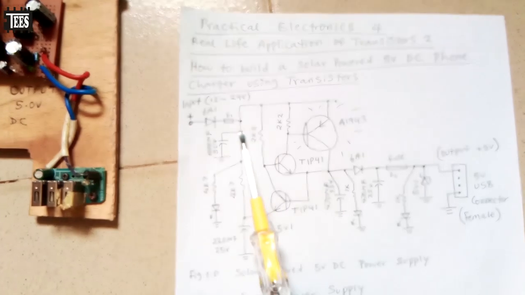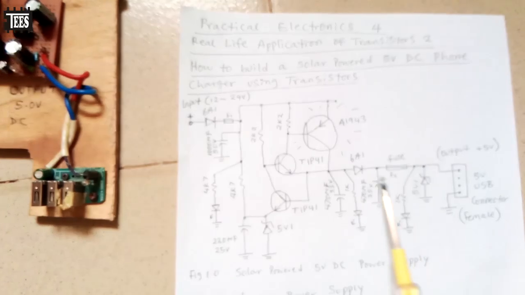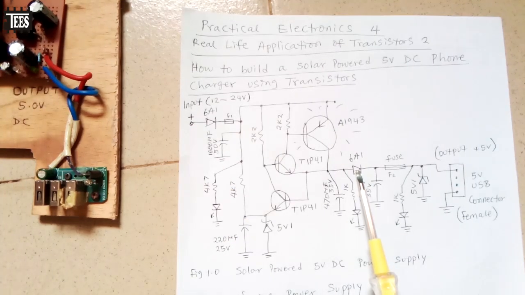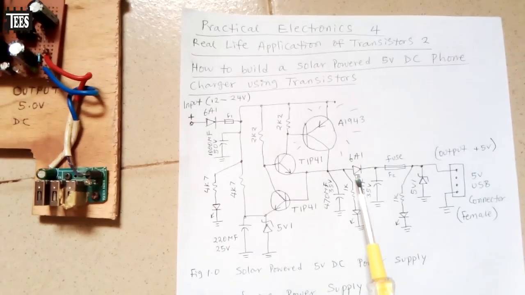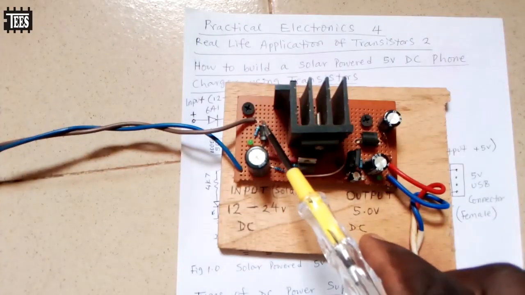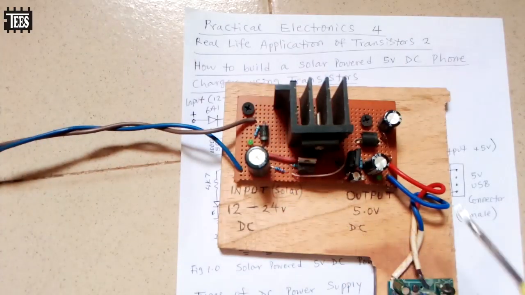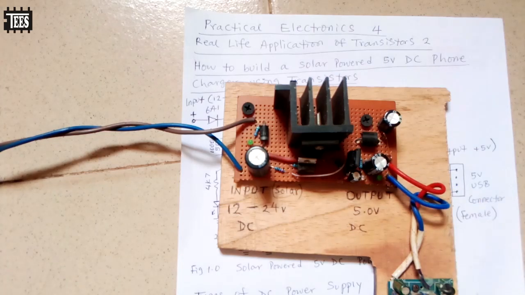So look at this. This is a diode. We also have a diode here. You can see we also have another diode. We have diodes here. There are different types of diode here. This one is just a normal rectifier diode. So look at one of the diodes at the input side. Then we have another diode here at the output.